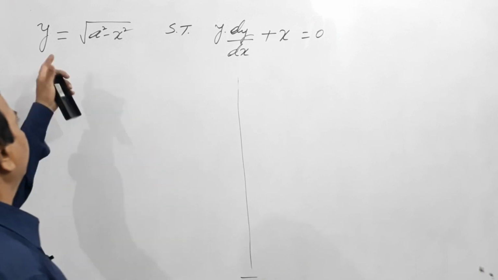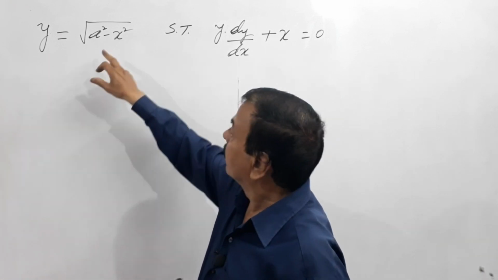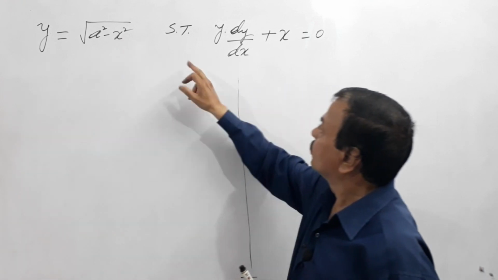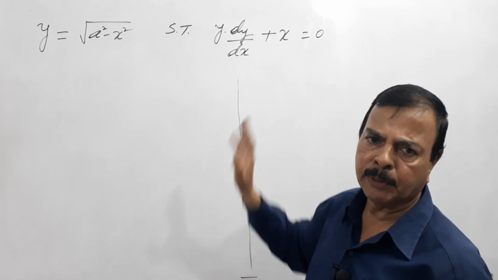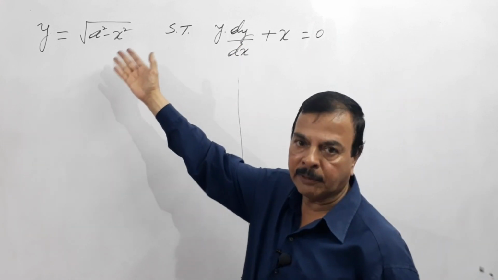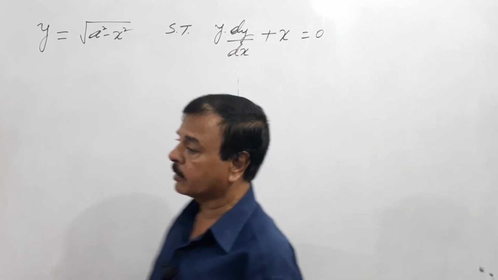So dear students, we have one more problem here. That is y equals under root a square minus x square. Show that y into dy by dx plus x equals 0. Very, very simple problem. Just differentiate this and we get the answer. I'll show you how to do this.